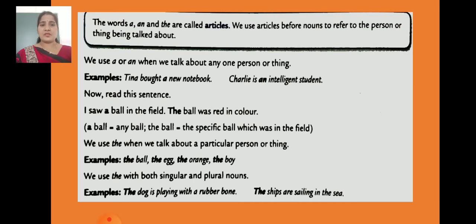If you see, first we use a ball because it is any ball. But when we specify it, then we say the ball. Understood? So we use the when we talk about a particular person or thing, like the ball, the egg, the orange, the boy. We use the with both singular and plural nouns, like the dog is playing with a rubber ball, the ships are sailing in the sea. So all these things you have to keep in your mind.